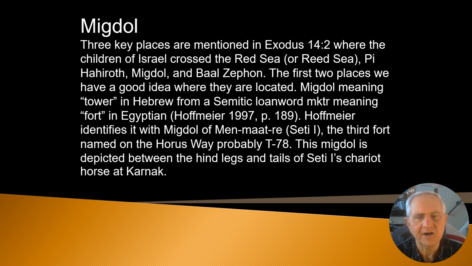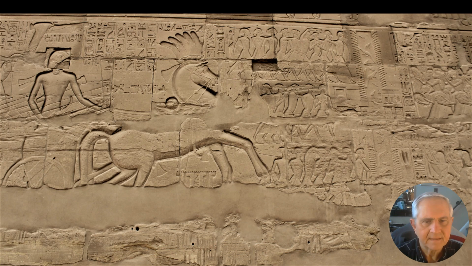So we want to go to Karnak and look at that. Here we're at Karnak, and this is the back part of it. Usually when you're going through there, you have to go around the left outside to see these scenes of Seti I. And he's in his chariot here, and the horse, and down here is where it mentions Migdol.